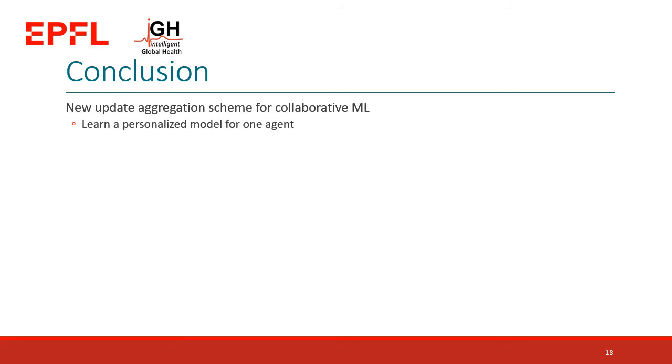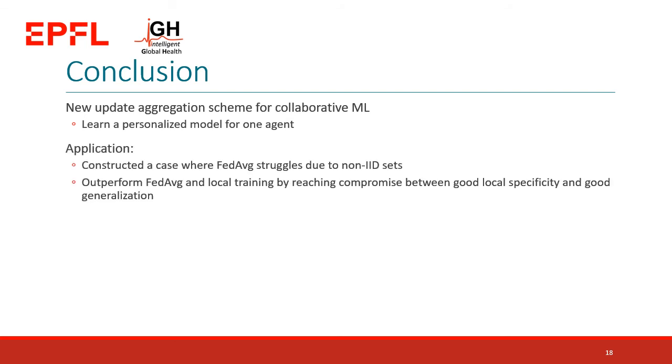In conclusion, we designed a new update aggregation scheme for collaborative machine learning, wherein data from several agents are used selectively to learn one personalized model for the agent who requested a model to be trained in the first place. An application case study shows that in a case where federated averaging struggles due to data being non-identically split across agents, the weight erosion scheme can outperform a locally trained model.